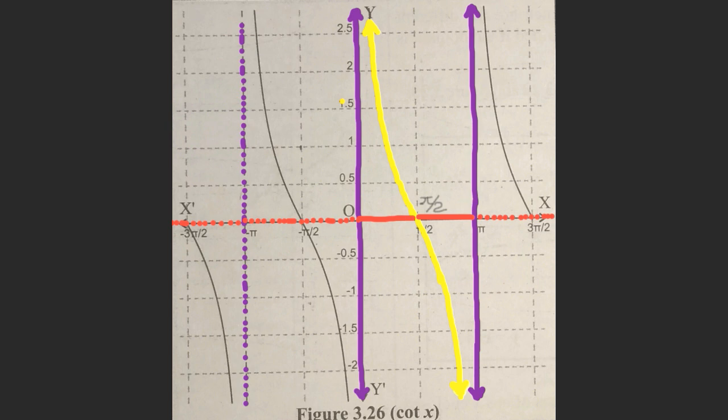Now the last property is about principal branch. Here all the open intervals 0 to pi, pi to 2 pi, 2 pi to 3 pi, or minus pi to 0, minus 2 pi to minus pi, minus 3 pi to minus 2 pi, etc.